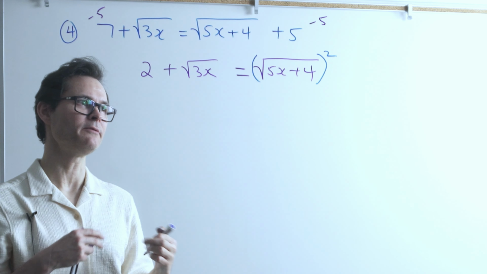So 2 times 2 is 4. And 2 times root 3x is positive 2 root 3x. And then 2 times root 3x is again positive 2 root 3x. And then root 3x times root 3x is positive 3x. So we've seen that pattern before, where you have a square root multiplied by another square root, and the numbers under are exactly the same. The answer is just the number under the radical. It's kind of nice. Equals 5x plus 4.